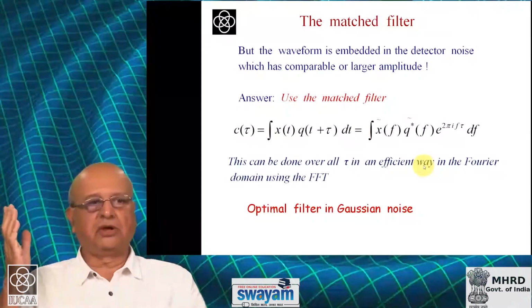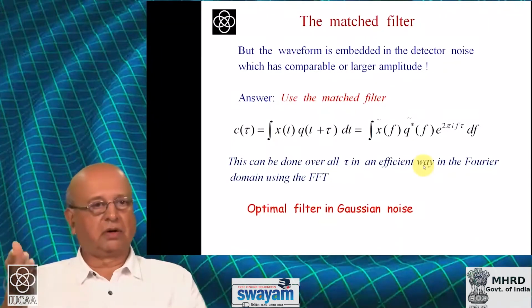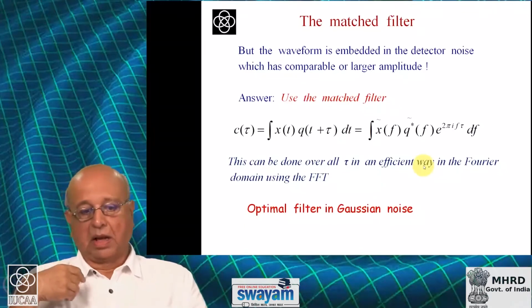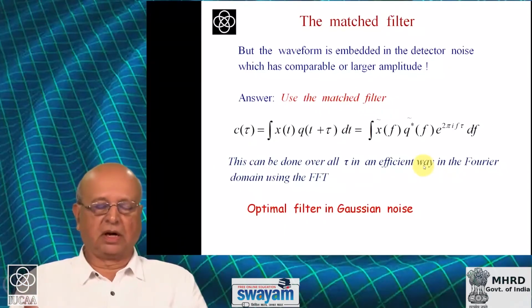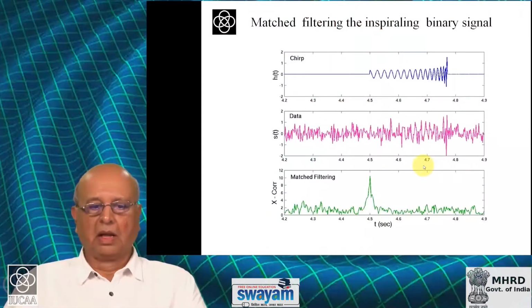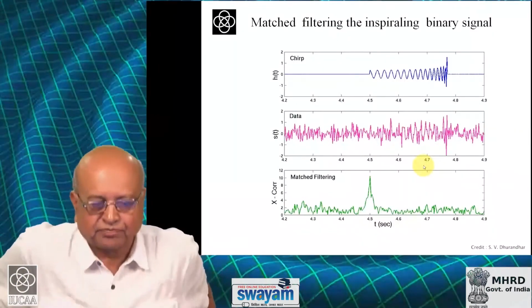your operations by a huge amount, something like order of 10,000 or 100,000 for a specific or typical data train. And this is the optimal filter, as we see in Gaussian noise, and basically it is one of the best filters that one can use. So, match filtering the inspiraling binary signal looks something like this.